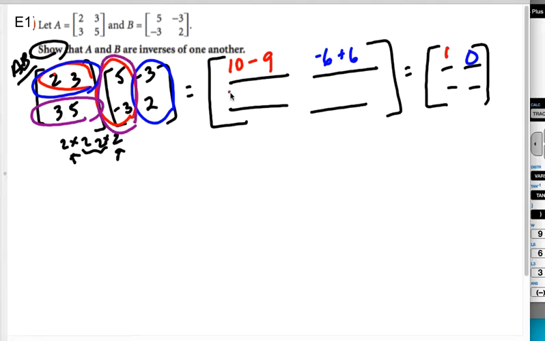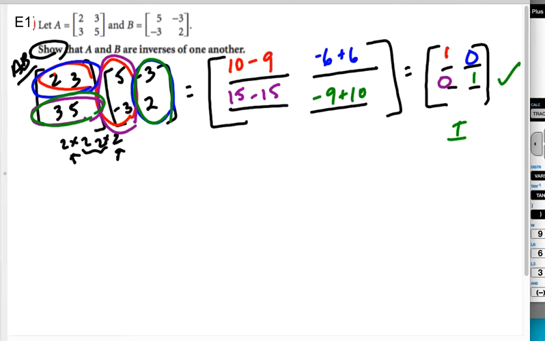To get the next spot, I'm going to do second row, first column. So that's 3 times 5, which is a 15. 5 times negative 3 is a negative 15, and there's that convenient 0. And then for the last one, that's going to be a negative 9, negative 3 times 3, and a positive 10, because that's 5 times 2, which gives a 1. And sure enough, that's the identity matrix.